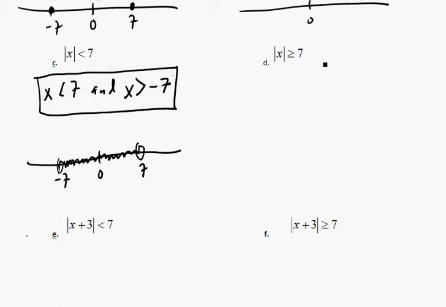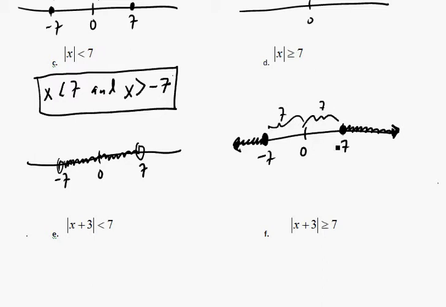Now, part D is quite similar but different. So in part D, we want all of the numbers that are a distance greater than or equal to 7 from 0 on the number line. The numbers that would be a distance more than 7 away from the number line would be here to the right of 7 and here to the left of negative 7, since these numbers are a distance more than 7 away from 0 on the number line.